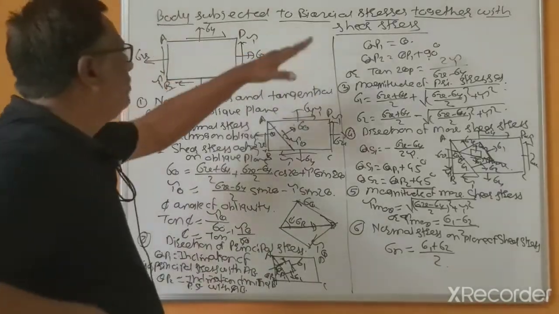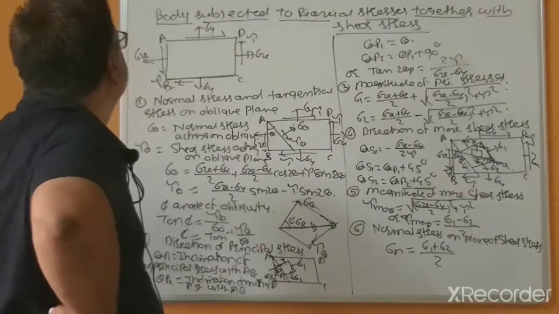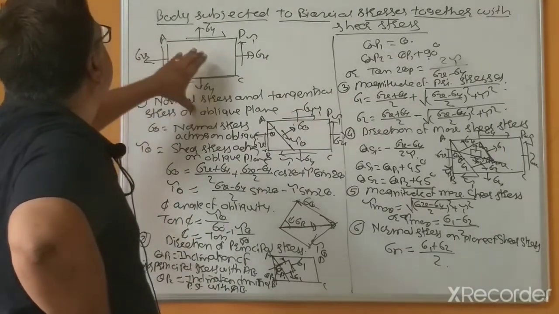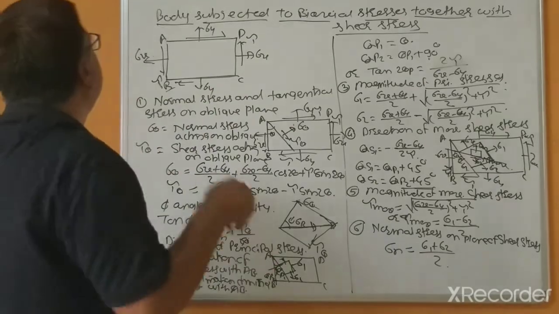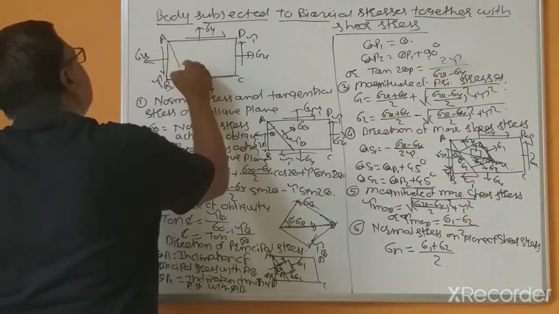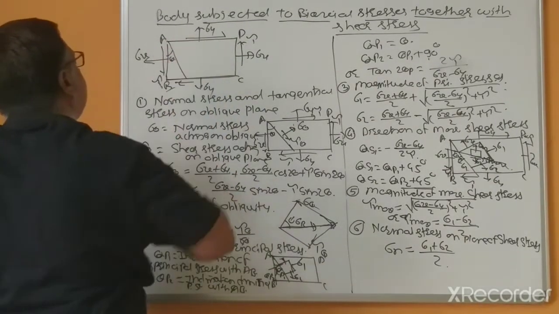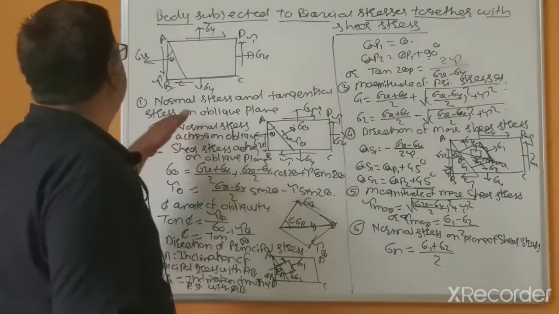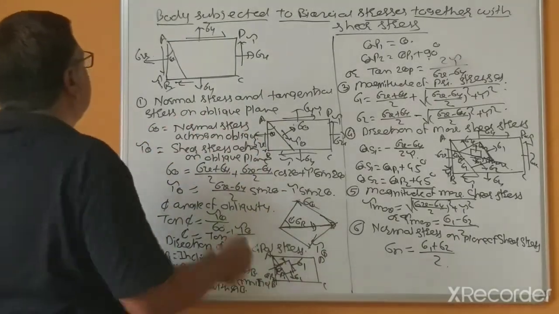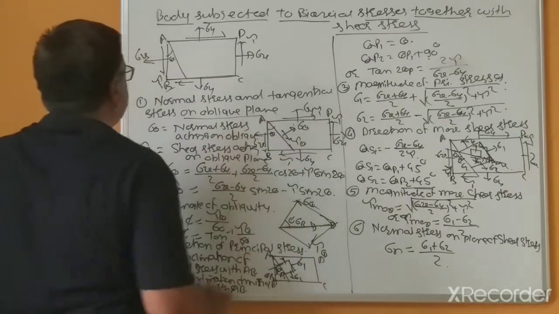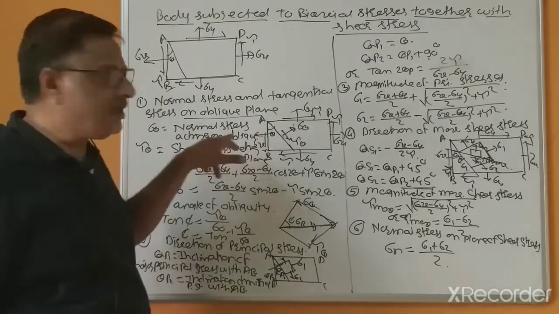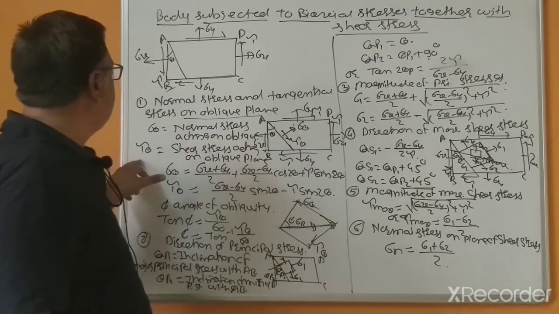Now, a body subjected to biaxial stresses with shear stress. This is ABCD, and this plane's inclination is theta. So, normal stress and tangential stress on an oblique plane. This is sigma theta, the normal stress acting on the oblique plane, and tau theta, the shear stress acting on the oblique plane.